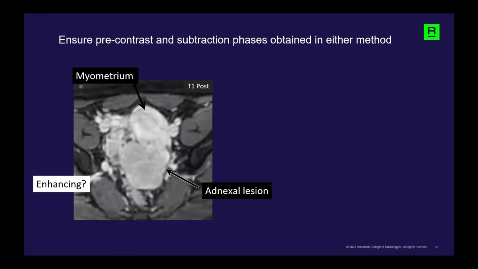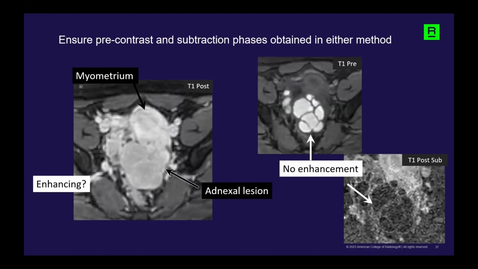And then finally, a subtraction series should be calculated in either method. Really, this is to ensure that non-simple T1 hyperintense fluid is not mistaken for solid tissue, and that these lesions with non-simple fluid are adequately assessed for any associated solid tissue.